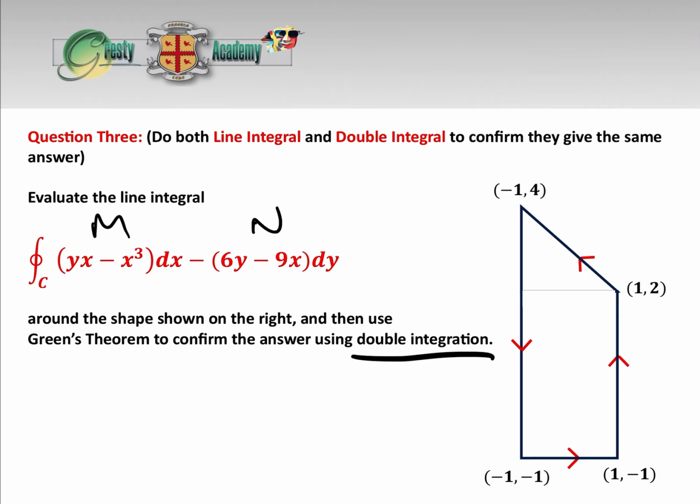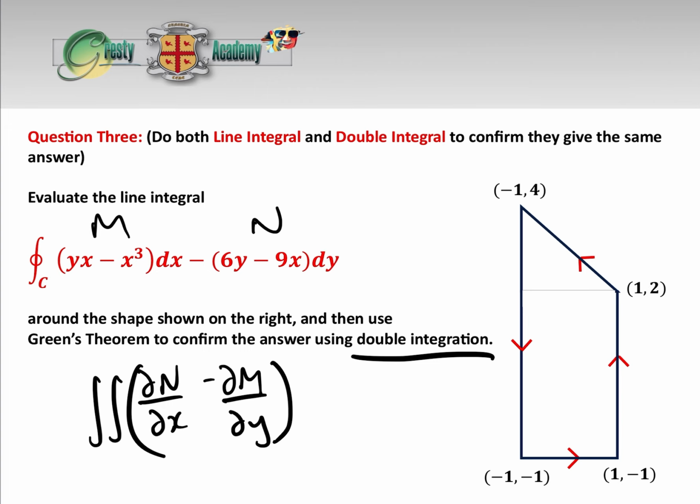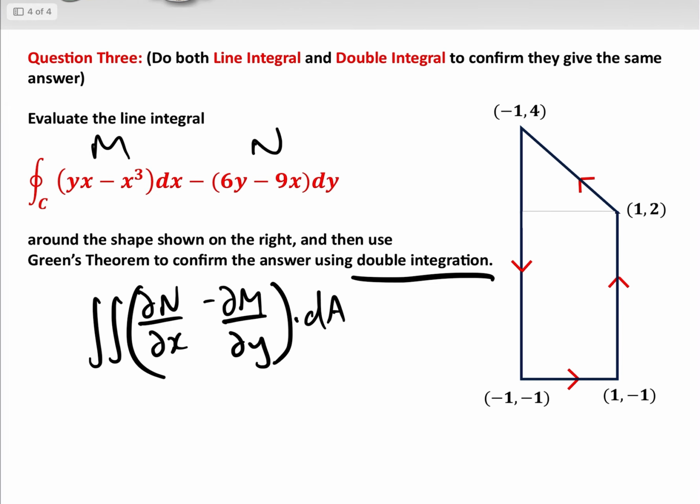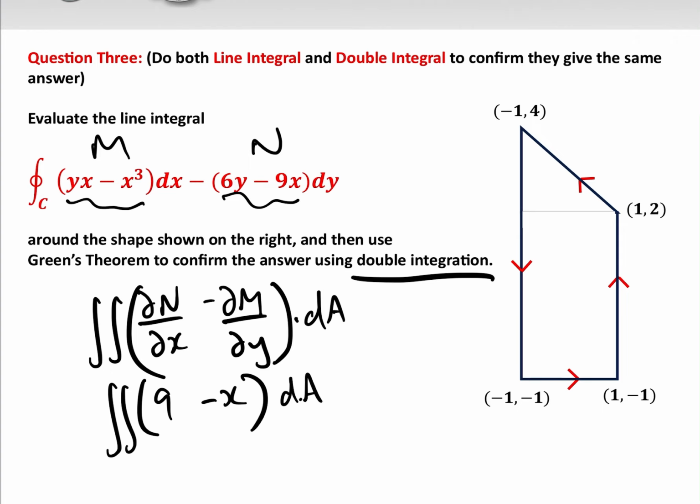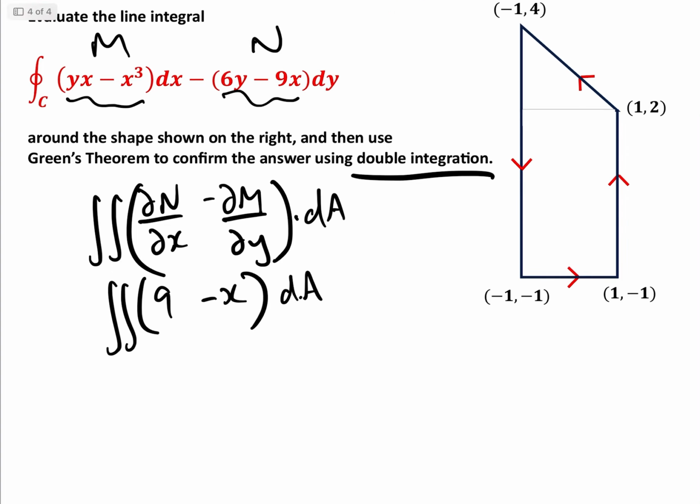Okay, so here is M and here is N. Basically we know that that is going to be equal to the integral of dN/dx minus dM/dy dA, and we know dN/dx, just differentiating that with respect to x, is 9, and differentiating that with respect to y is x. So we now have our double integral, 9 minus x dA, which equals the double integral of 9 minus x dy dx. Now we just have to work out what our limits are.